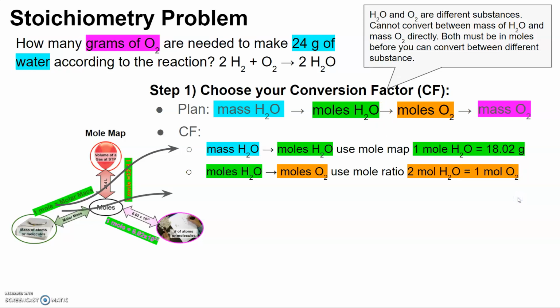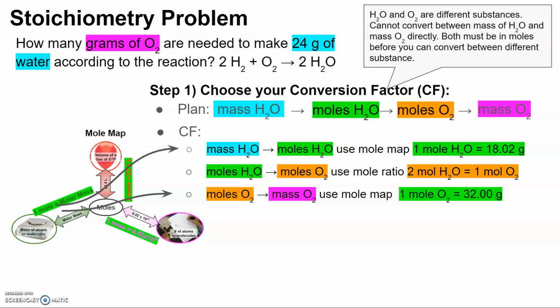Then finally, I would want to go from my moles of O2 to my mass of O2 because I want my final answer in grams of O2. So once again, I would use the mole map and I would use the molar mass of O2 to do that.